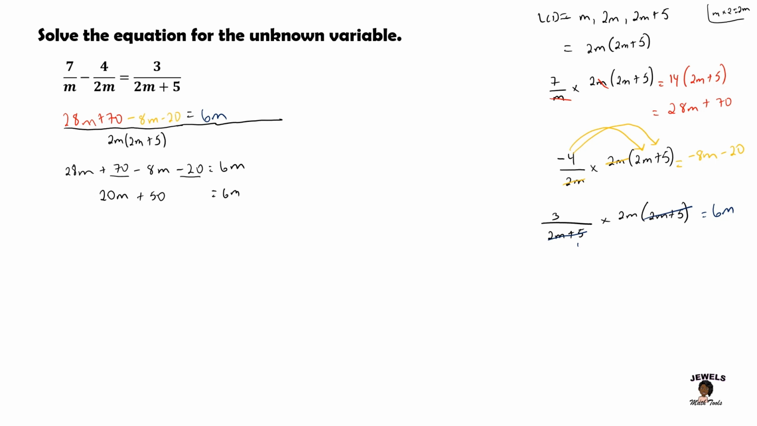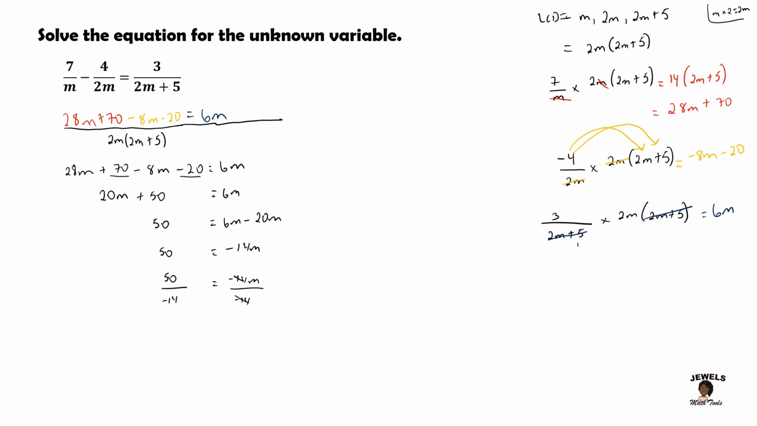So I'm going to now collect my like terms. So I have 50, and I'm going to move my 20m over to my 6m, which will equal minus 14m. So we're going to have 50 is equal to negative 14m. So now let's solve to get our variable m on one side of the equation by itself. So I'm dividing both sides of my equation by negative 14.